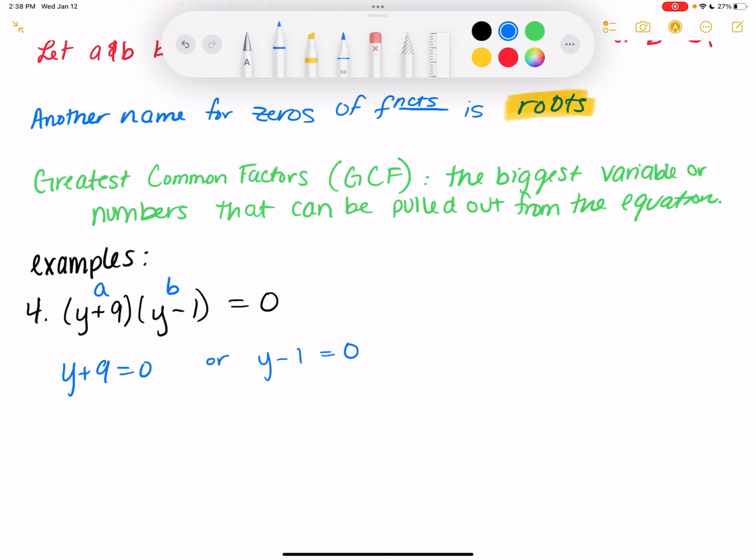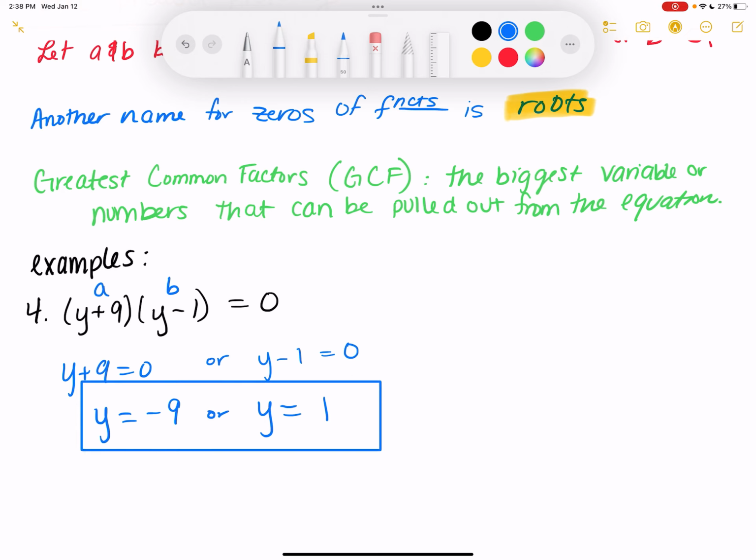And then we're just going to move this over to get y, or whatever the variable is, by itself. So I'm going to move the 9 over. So y is equal to negative 9. Or over here in this one, y minus 1 equals 0, so add the 1 to the other side. y is equal to 1. And that's the answer.